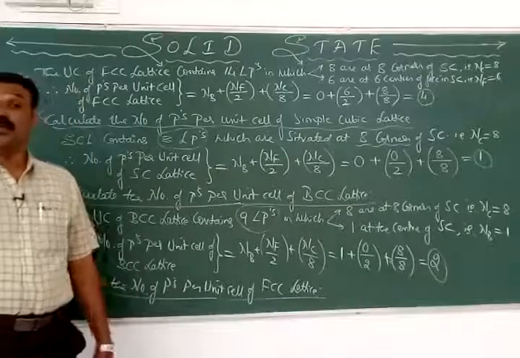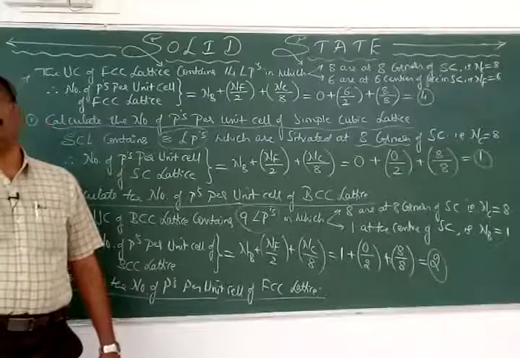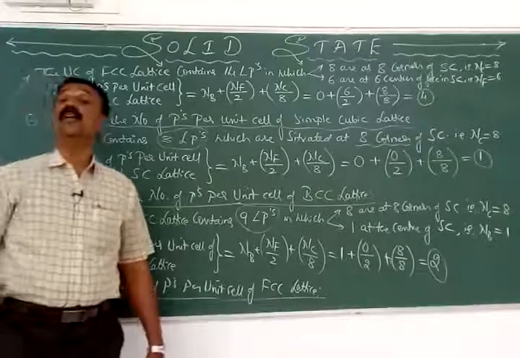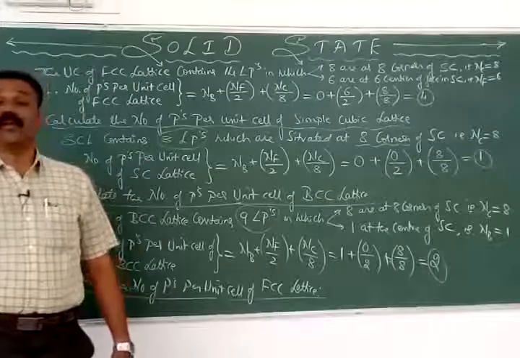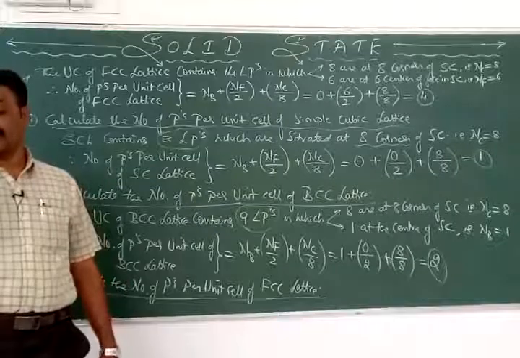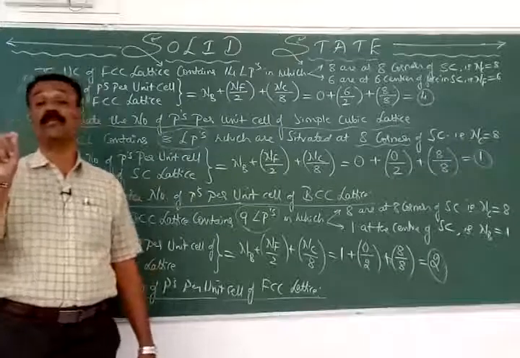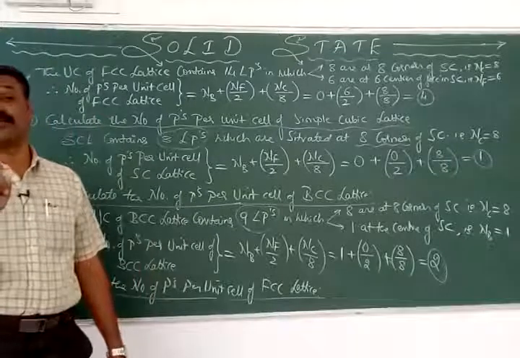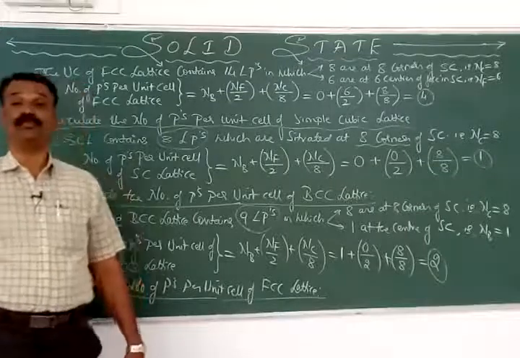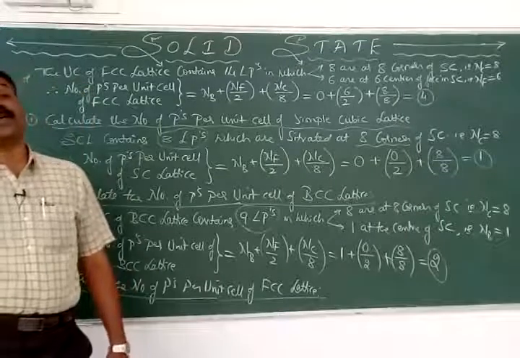What is NB there? Number of body centered particles. Plus NF by 2. What is NF here? It is the number of face centered particles. We know that each face centered particle's contribution with respect to the given unit cell is always 1 by 2. Therefore, it is just NF by 2. And finally, it is NC by 8.